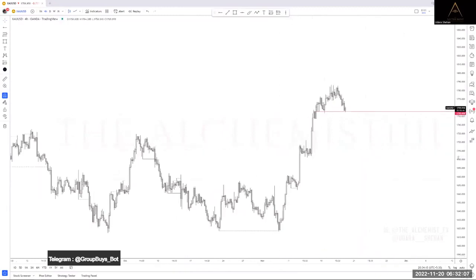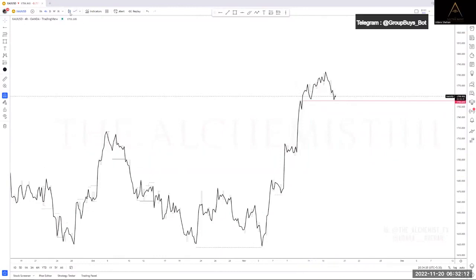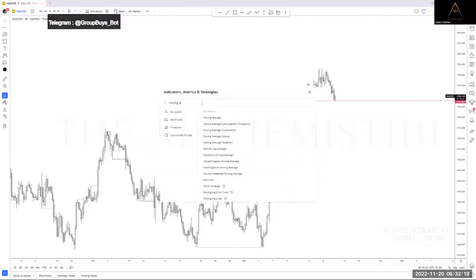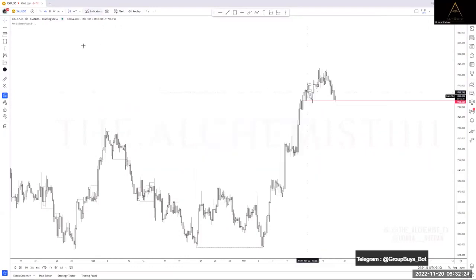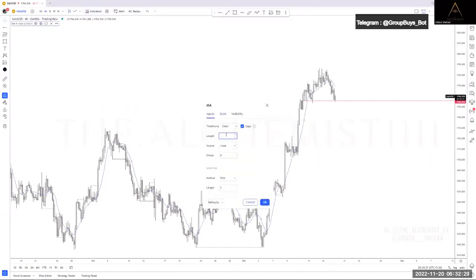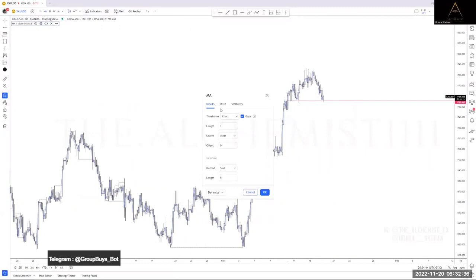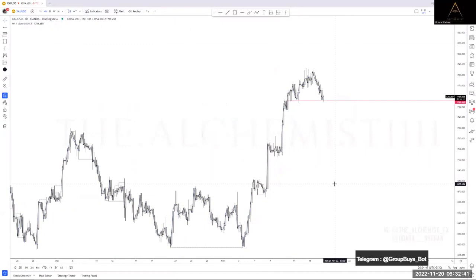Now first thing, we will be using the line chart a lot. If you don't want to just go from the candlestick to the line chart, go to indicators and use the moving average. Set it to length number 1, and this can be left as it is. Then you get the line chart, so you have the candlestick and the line chart both together.